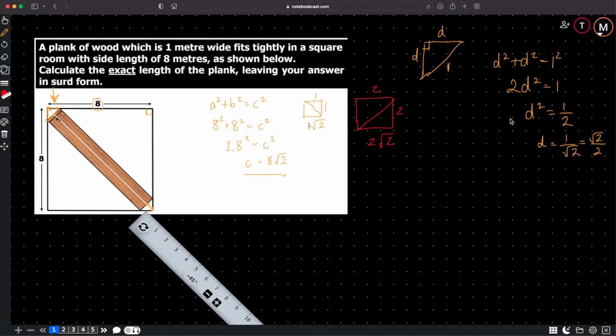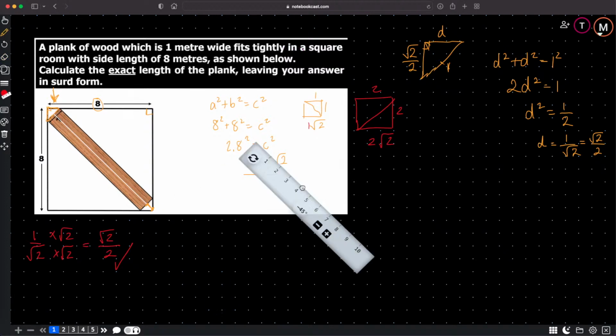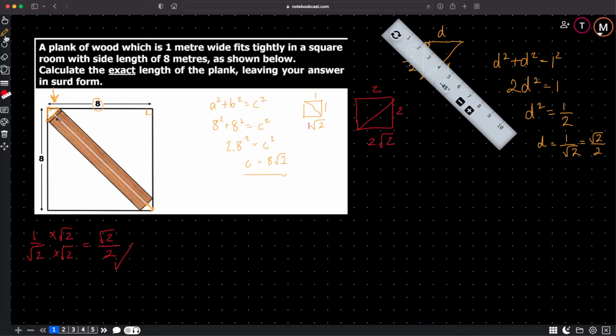And I don't need to add a plus or minus because we're talking about lengths, so we're not going to have a negative length there. Okay, so we have the side length of this little right triangle of root 2 over 2. Now I want that diagonal there that goes from the corner of the square to the edge of the plank. Let me use a ruler. This diagonal in here.